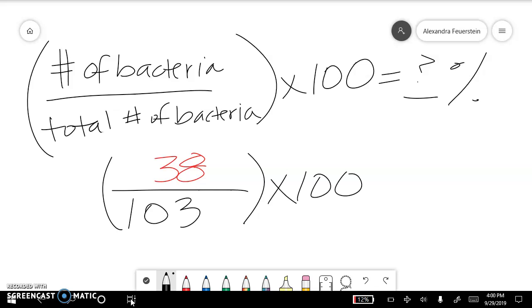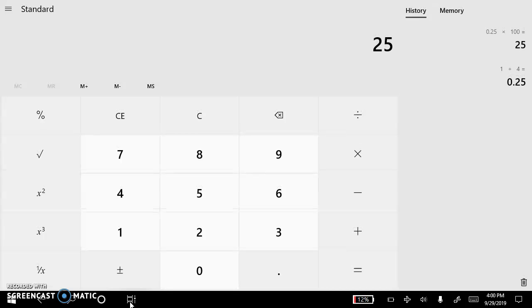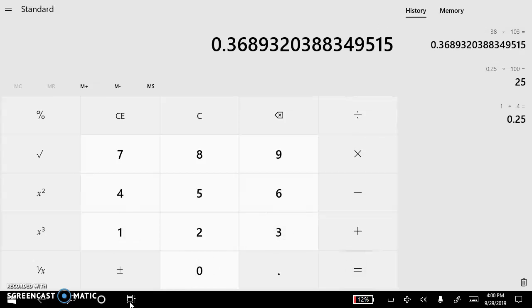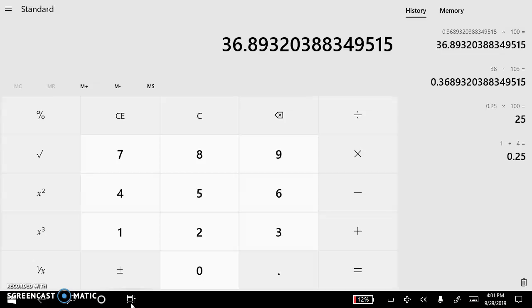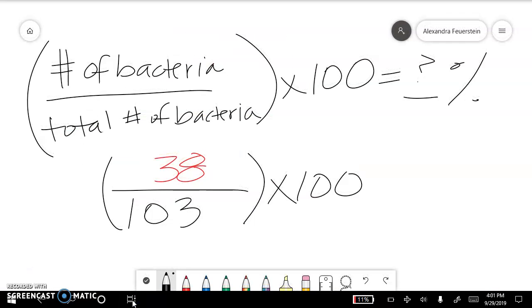So let's go back to the calculator. And we are going to go ahead and type in 38 divided by 103. And that's going to give you a decimal. So then you have to go ahead and multiply it by 100. And that's going to give you your decimal number, which is 36.89%. And that is how you solve for the percentage.